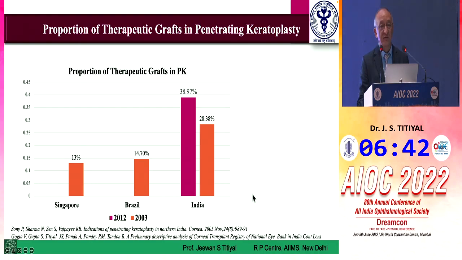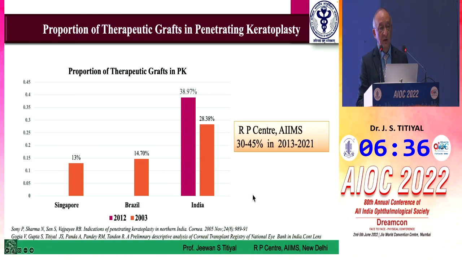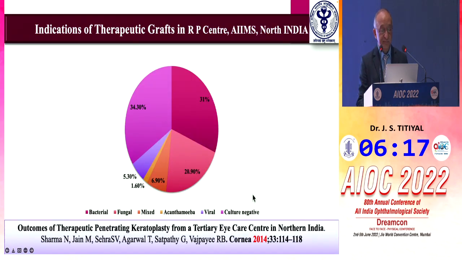Just to look into the percentage of cases requiring therapeutic keratoplasty in one institution, this is RP Center. In our center, almost 45% of all keratoplasties are therapeutic keratoplasty. That shows the importance of therapeutic keratoplasty in a referral institute like ours, where we get a lot of patients referred with infections which are end stage and they require a keratoplasty.